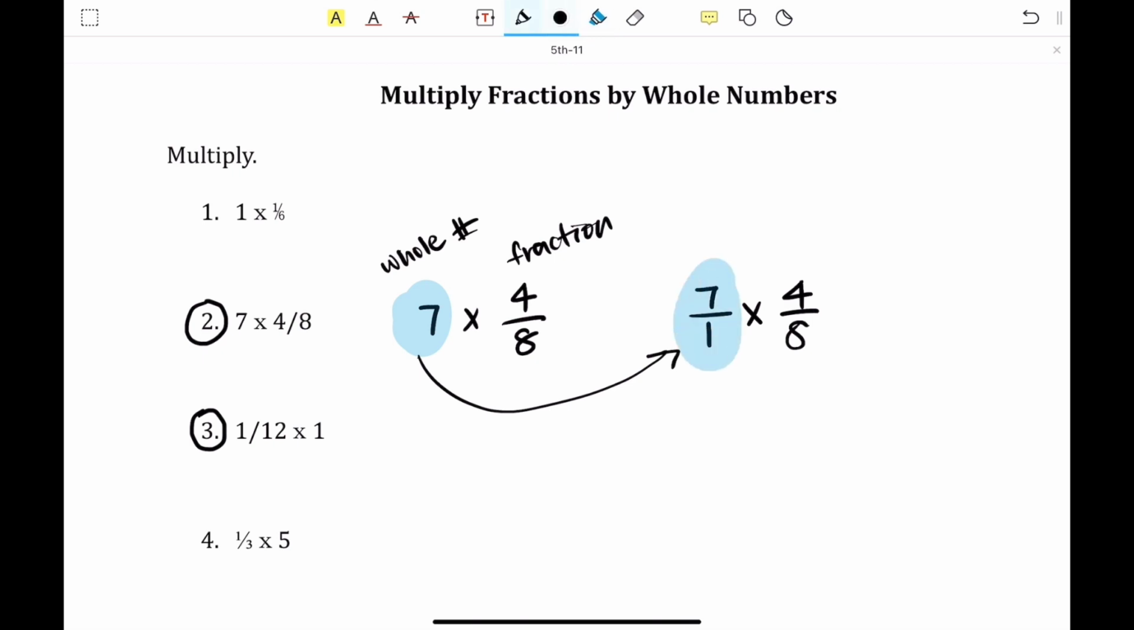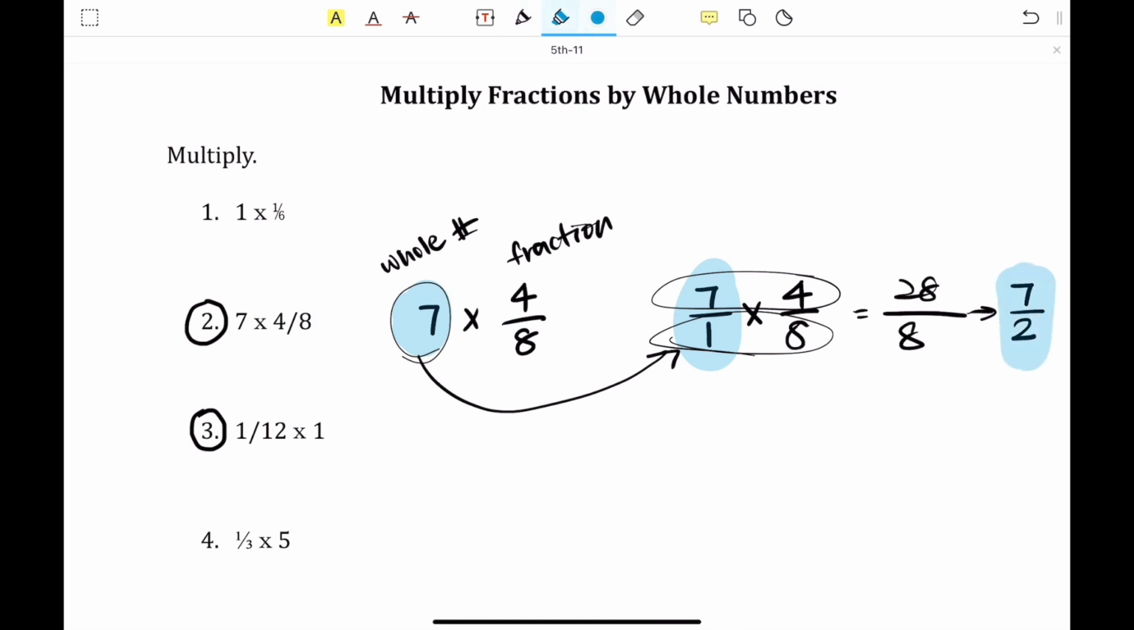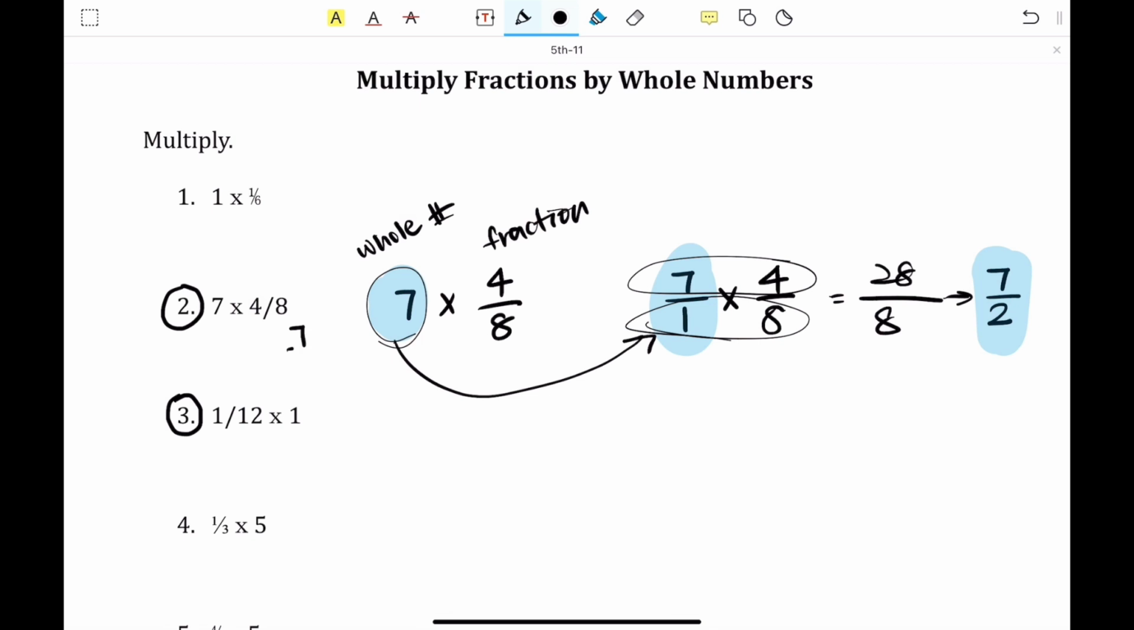So when you're multiplying fractions, you just have to multiply the numerators and multiply the denominators. So change 7 to a fraction and then multiply the numerators and then the denominators separately. So 7 times 4 is 28. 1 times 8 is 8. So you should get 28/8, but we're going to simplify this. We're going to simplify this by 4. So it should be 7/2 is your final answer. So number 2 is 7/2.